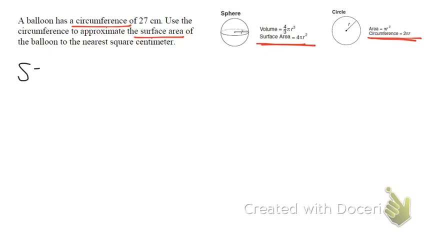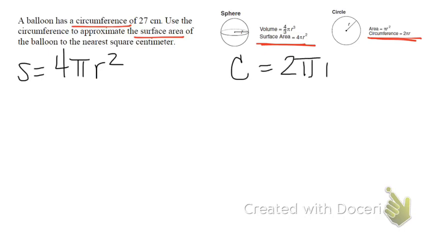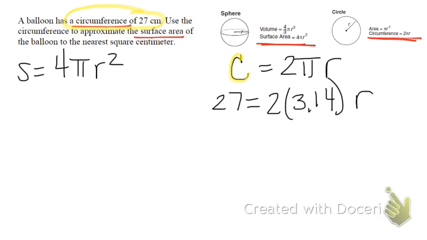Surface area is 4 pi r squared. Circumference is 2 pi r. Reread the question and figure out what's given. The only number given in the whole problem is the 27, and it's circumference that's 27. So replace the C with 27. So underneath that C, I'm going to replace that with a 27. Bring down my equal sign, bring down my 2. Replace pi with 3.14 and bring down my r.